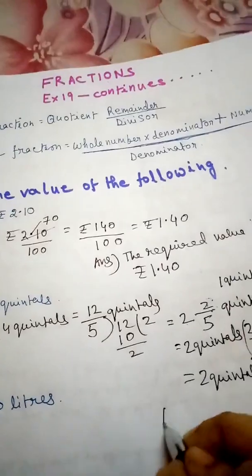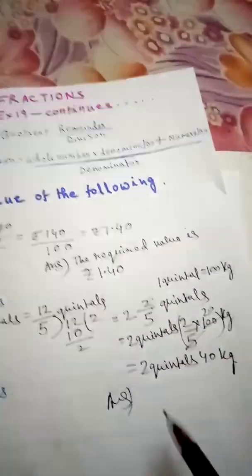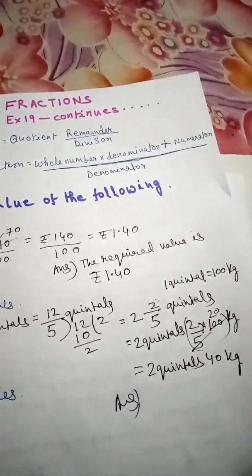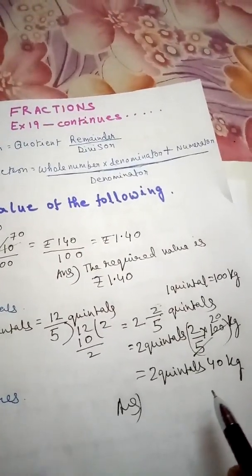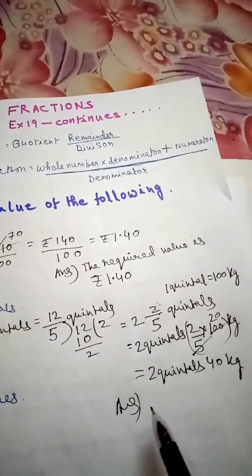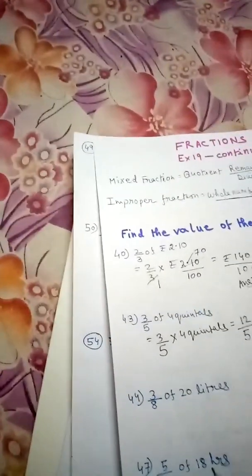Then you write down the answer, the required value, the same way. The required value is 2 quintals 40 kg. Okay, I am not writing again the answer, but in your exam paper you should write the answer in full sentences. Okay, now come to next question.